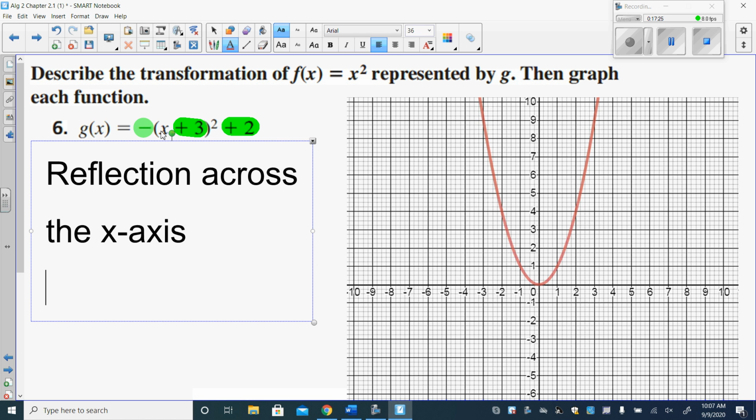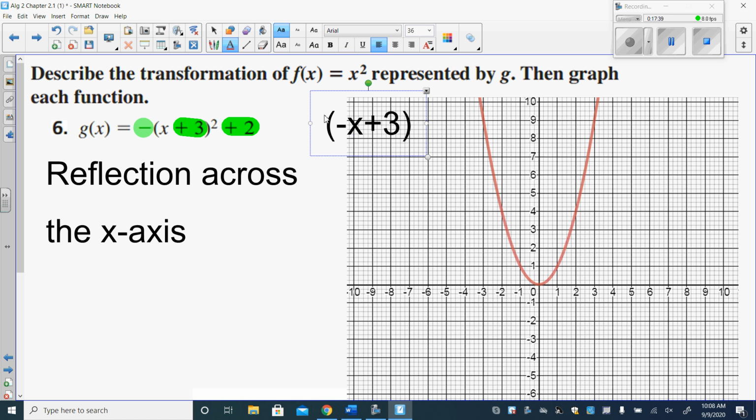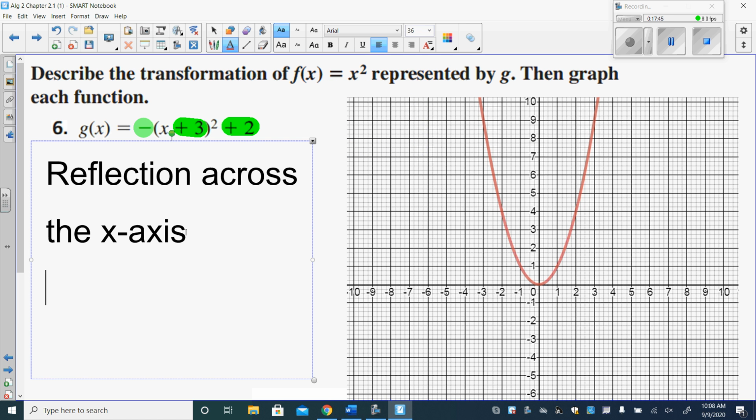If it had been inside the parentheses, if we had parentheses -x plus 3, so I'll type that out over here, if we had parentheses -x plus 3, then it would have been across the y-axis. But since it's on the outside, it's across the x-axis. So that takes care of the first one.